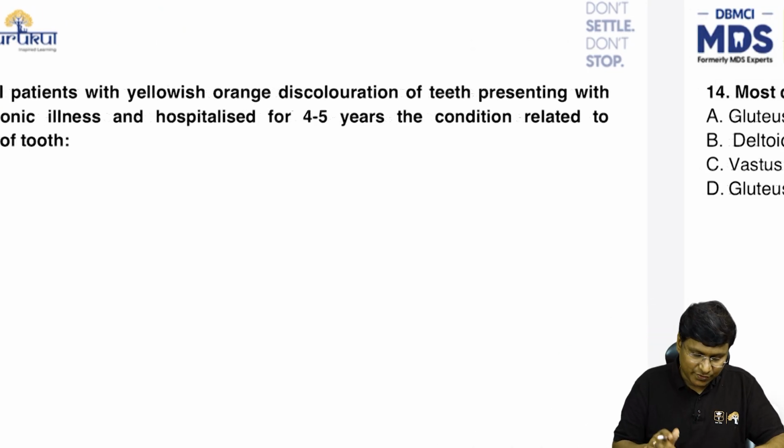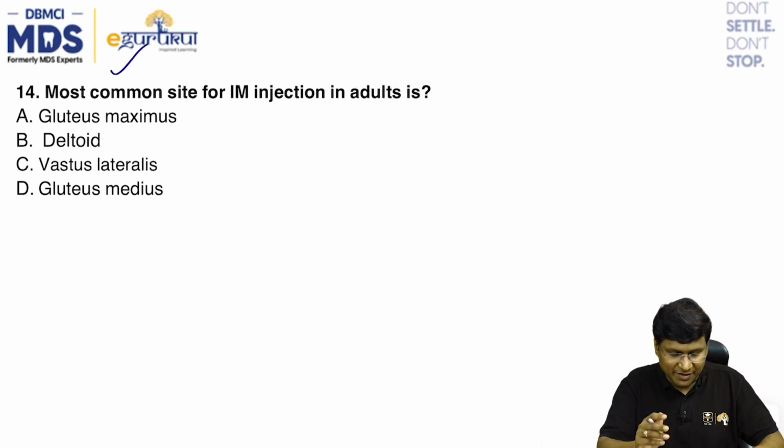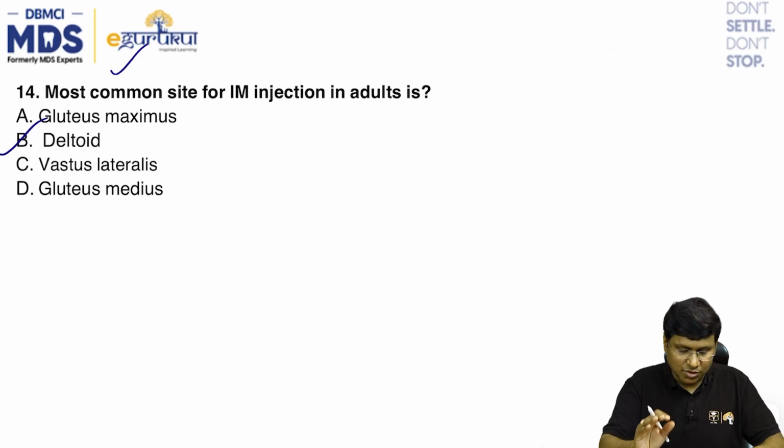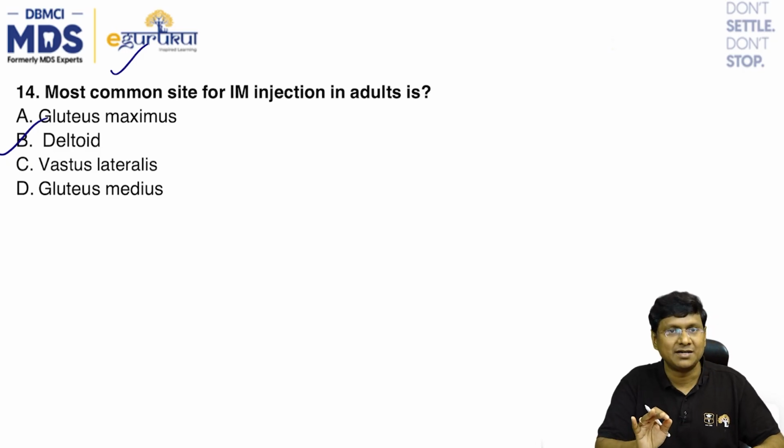All right. Next question. Most common site for intramuscular injection in adults is gluteus maximus, deltoid, vastus lateralis, gluteus medius. So please remember, the most common site for intramuscular injection in adults is the deltoid. But if the question asks for the most common site for the subcutaneous route of drug administration in adults, that should be the outer triceps area, right?